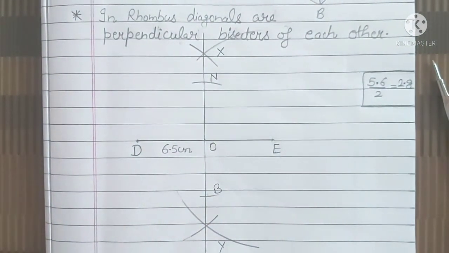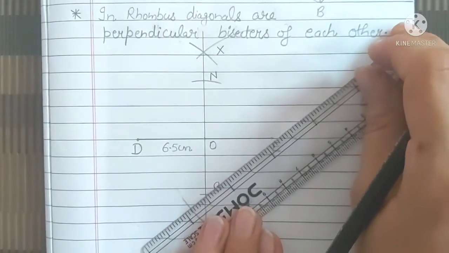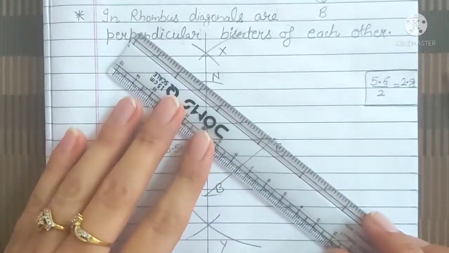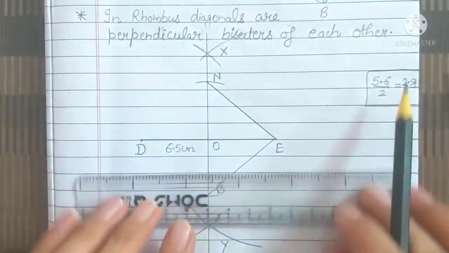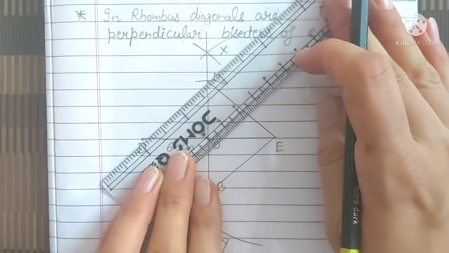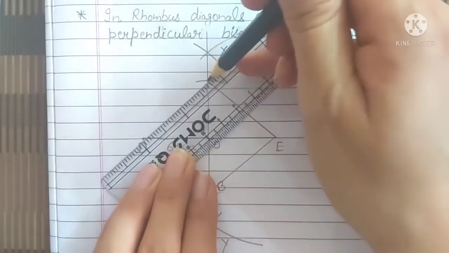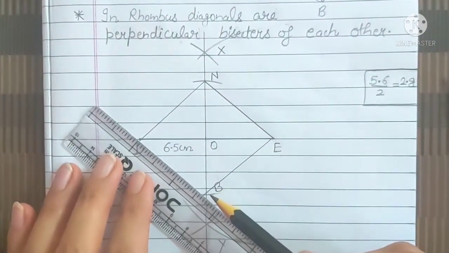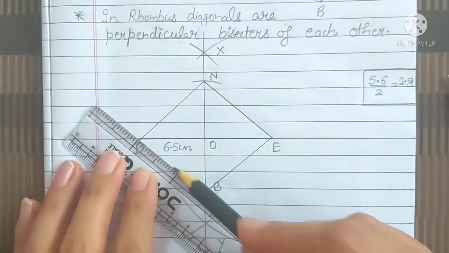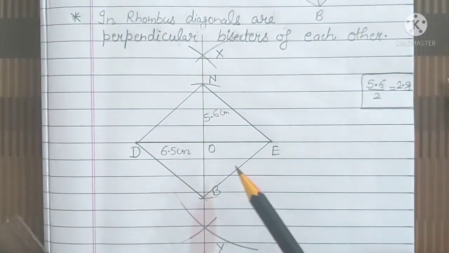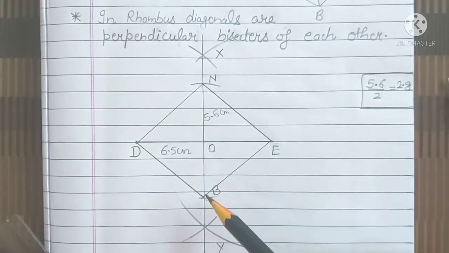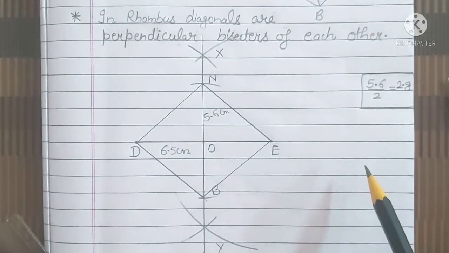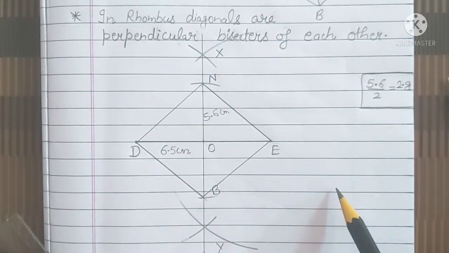Now we can join point BE, EN, point DN, and point BD. So this distance is 5.6 centimeter and BEND is our required quadrilateral. Students, you will also write down the steps of construction.